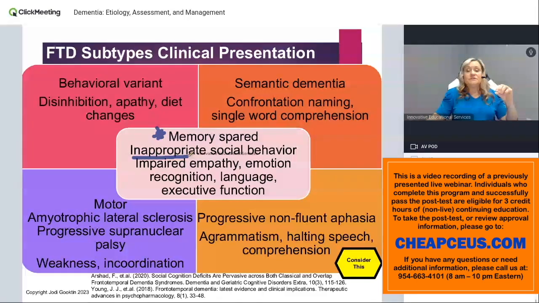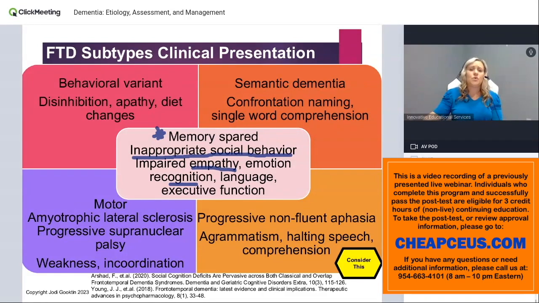Unfortunately, for individuals with all the different subtypes, there's inappropriate social behavior. And part of this is because there's an impairment of empathy. They're not recognizing the emotions in other people from their verbal and nonverbal communication. So they're not able to connect to it, and they're not responding appropriately. So what we see is a loss of manners, a loss of decorum, really diminished response to the needs of others. And this is what creates a lot of the caregiver burden for individuals with frontotemporal dementia.